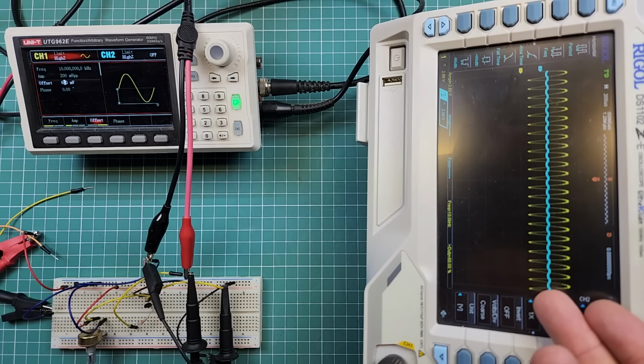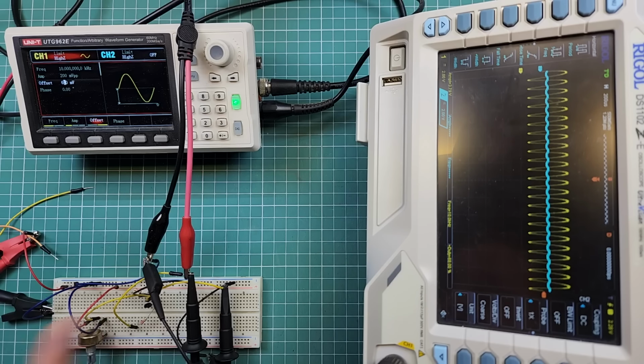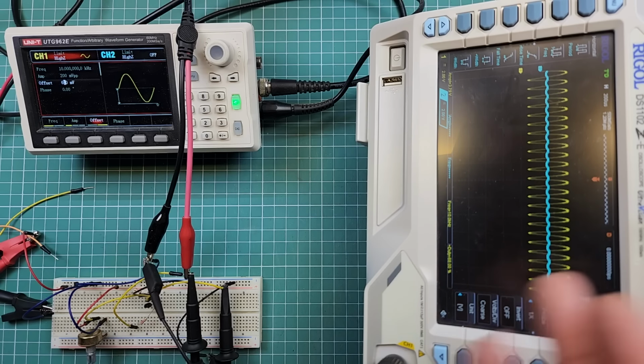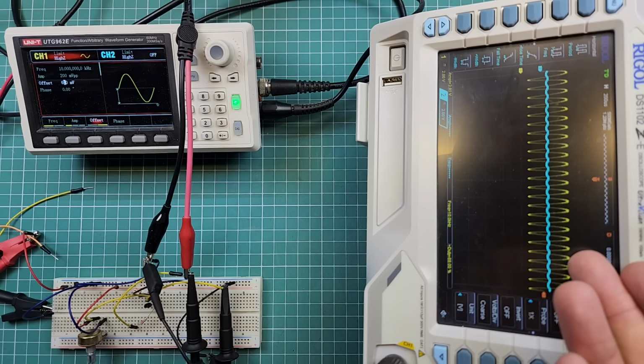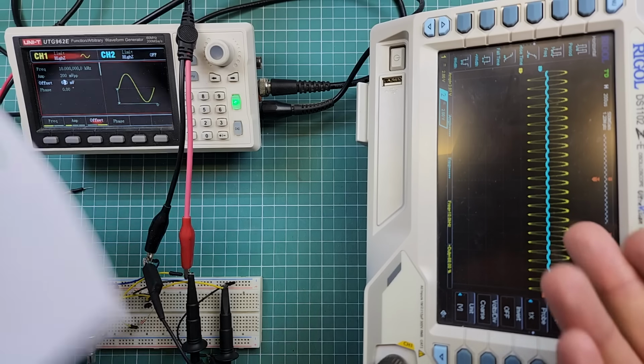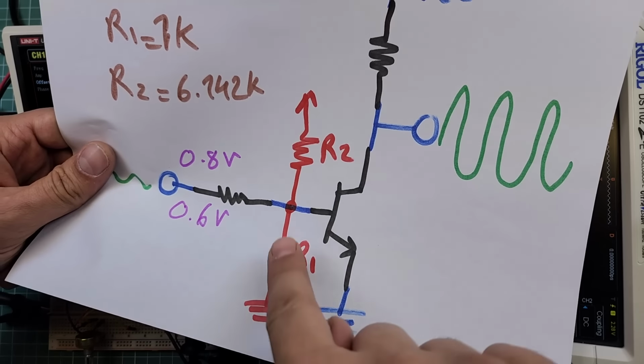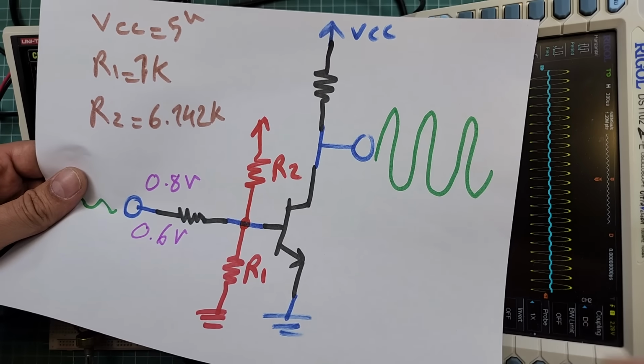As you can see, by applying this tiny blue signal with a peak-to-peak amplitude of 0.2 volts at the base terminal of this transistor, the transistor generates this large yellow signal with amplitude of 4 volts. These two resistors, R1 and R2, are called biasing resistors.